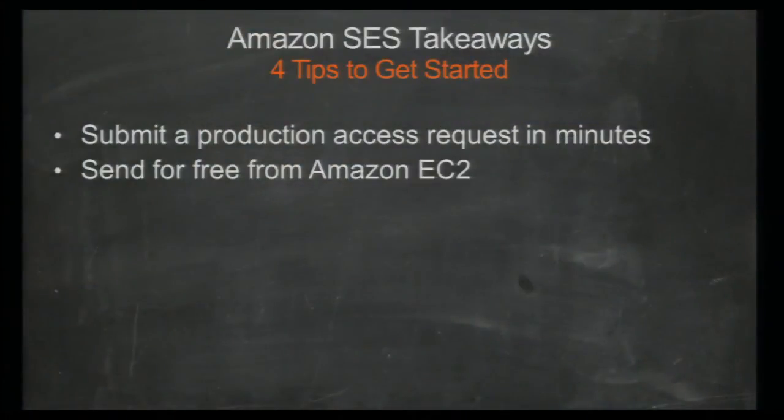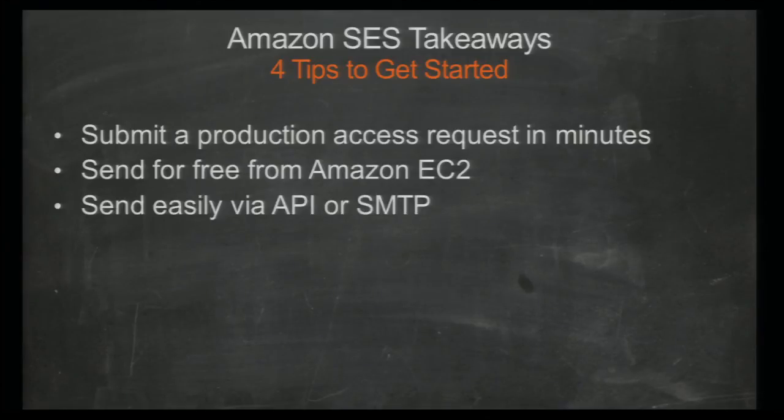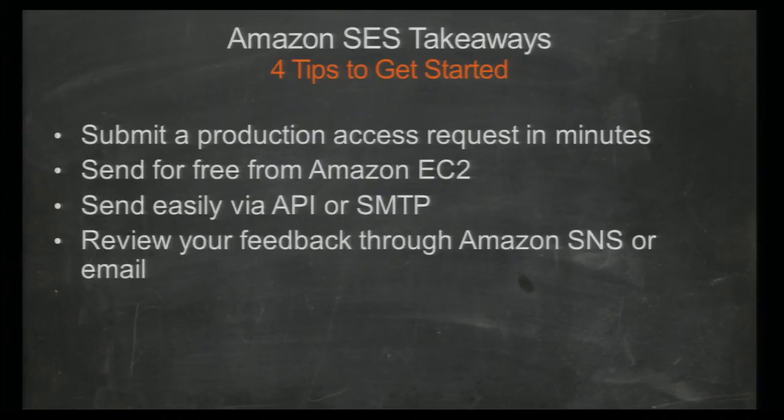Send for free from Amazon EC2, spin up an EC2 instance, send via SMTP, under 2,000 messages a day, completely free. You can send via API or SMTP outside of Amazon EC2 if you wish, from whatever infrastructure or wherever your application is hosted. And then finally, make sure you're looking at your feedback through Amazon SNS, if that's how you want to integrate, or through email. Remember, bounces, complaints, don't send repeat attempts to those same addresses because the ISPs don't like that.